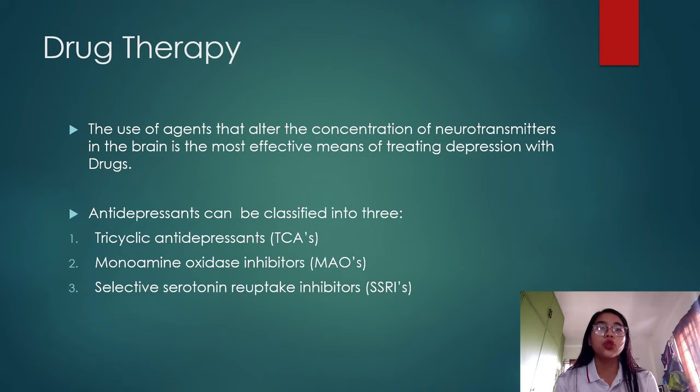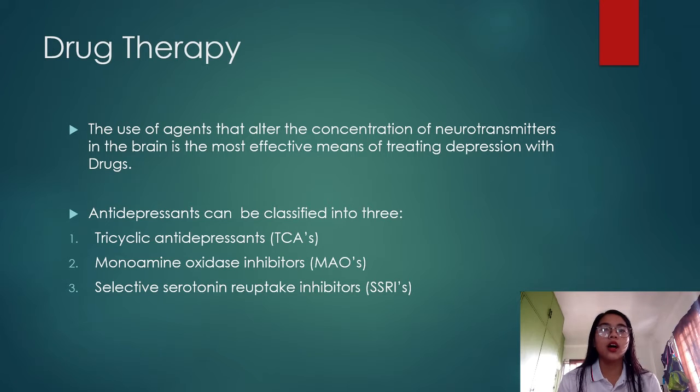The antidepressant drugs used today counteract the effects of neurotransmitter deficiencies in three ways. So, antidepressants may be classified in three groups. The first is tricyclic antidepressants or TCAs. Second is monoamine oxidase inhibitors or MAOIs. And the third is selective serotonin reuptake inhibitors or SSRIs.